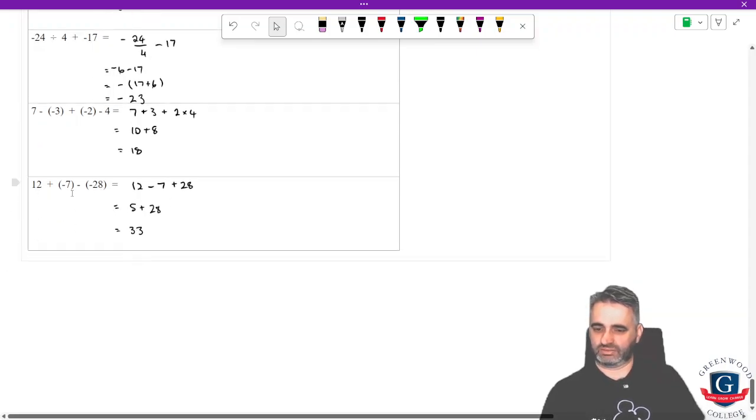Yuck. 12 plus minus 7, so that's going to be 12, take 7. Minus 28, that'll be plus 28. Doing this in steps, 12 minus 7 is 5. 5 plus 28 is in fact 33.